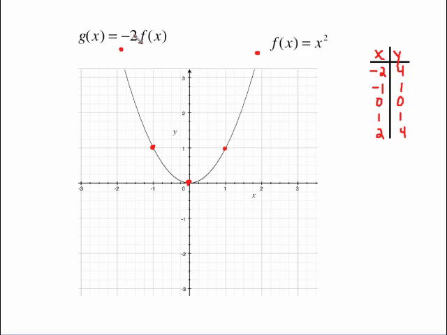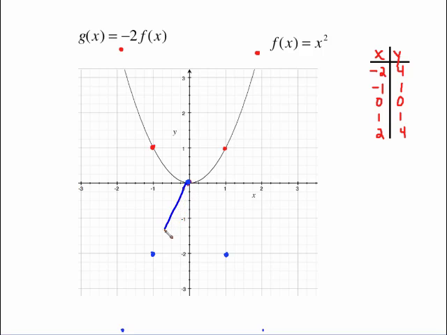This right here tells me to multiply each of those points by -2, each of the y values by -2. So this is a y value of 4. If I multiply it by -2, it's way down here at -8, which is way off the screen. This was a y value of 1. If I multiply it by -2, I get it down here at -2. This was a y value of 0, so -2 times 0 stays 0. -2 times 1 is -2. And -2 times 4 is way down here at -8.